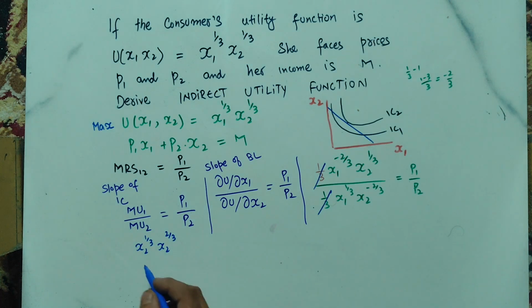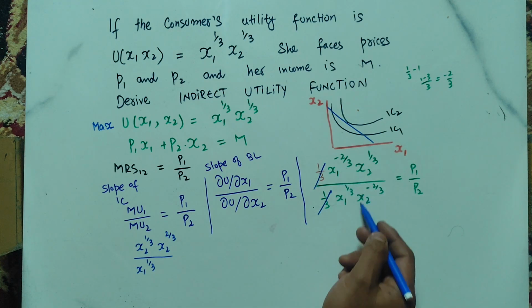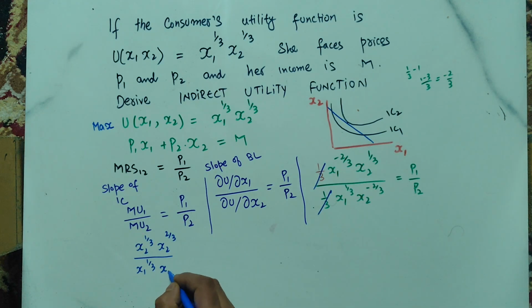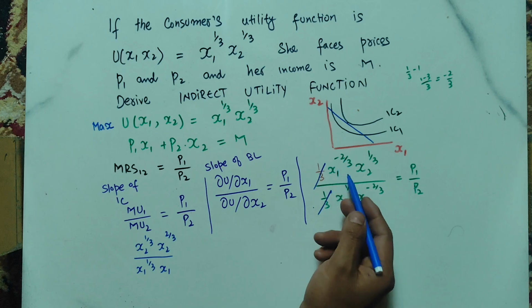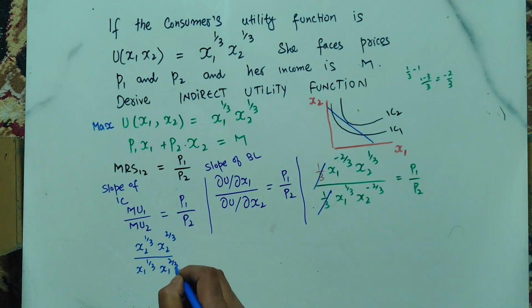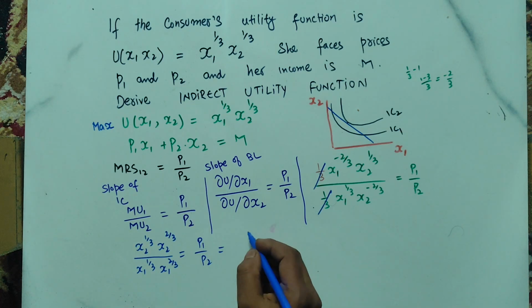Simple algebra. Likewise, here we have x1 raised power 1 upon 3. If I transpose numerator to denominator, again exponent sign will change. So we will get here, it is minus 2 upon 3, it becomes plus 2 upon 3. And it should be equal to the ratio of the prices P1 upon P2. Here bases are same, we can add up the exponent.